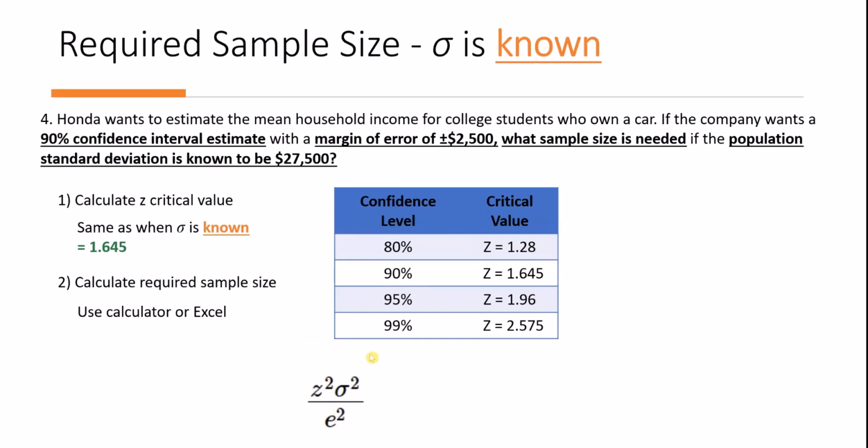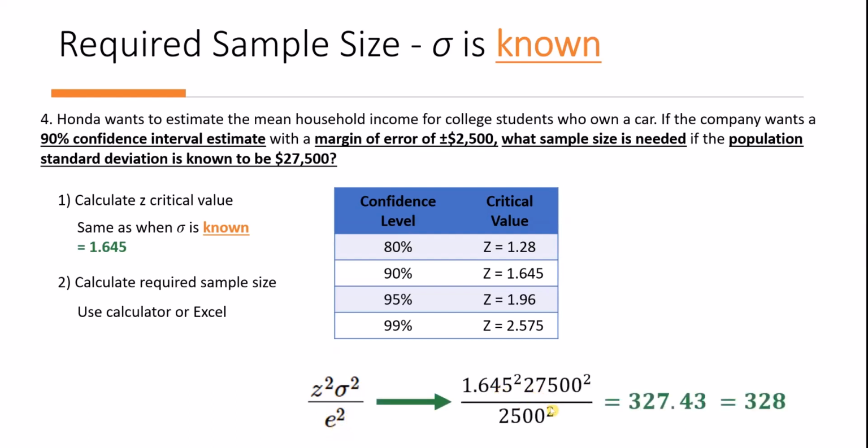Here's our formula. We're going to take a Z critical value and square it, the population standard deviation and square it, and then our desired margin of error squared. So if we plug in these numbers from the story, we're going to get a sample size of 327.43. And remember, we always want to round up with our sample sizes to get the next whole number.